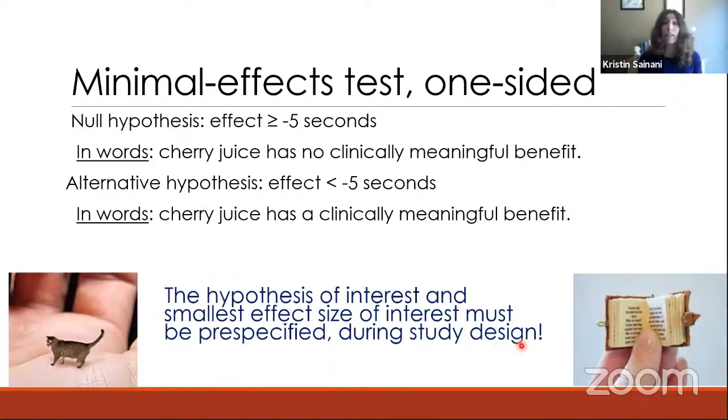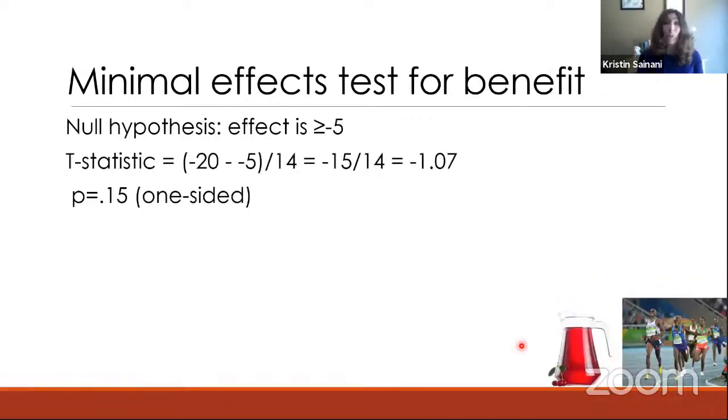But let's say that we actually had set up our cherry juice trial with a minimal effects test in mind. And we had set ahead of time that we wanted to see at least a 5-second difference in improvement in running times. How would I actually analyze the data from that trial then? Well, it's actually not really any different than when we choose a null effect of 0. We're just doing another hypothesis test. The only difference is we've chosen a different null value. Otherwise, there's nothing profound about doing this hypothesis test instead of the common one we do, testing a null effect of 0.